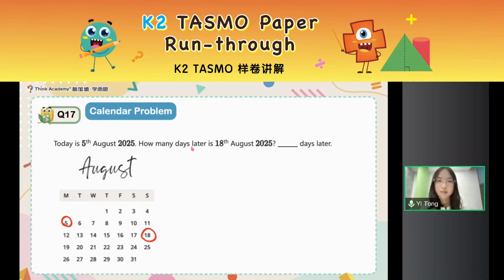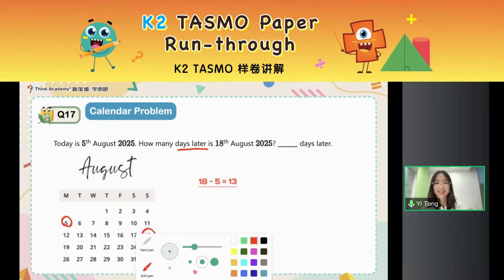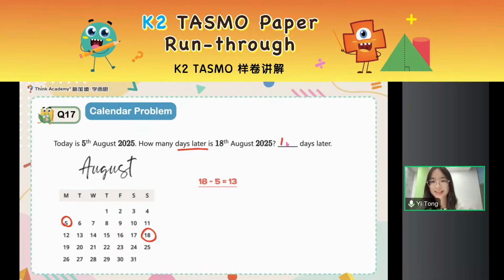See, if we are looking for days later, so let's just use a later date, a bigger date, to minus the earlier date or smaller date. So let's use 18 minus 5, and we get 13. So how many days later? Everyone type in the chat. Oh, very fast. Yes, 13 is our correct answer. Let's write down in the blank. 13. Well done. Now we know how to tell the different days.